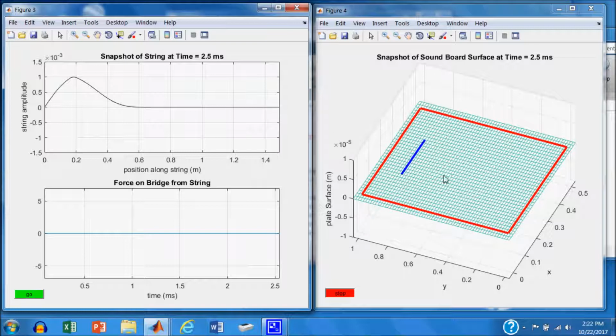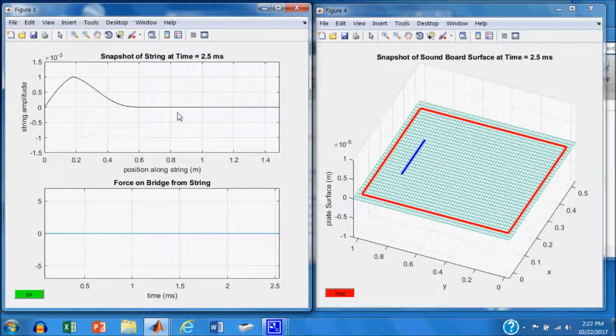And also showing the soundboard over here with the bridge in blue. It's 1 meter long and 1/2 meter wide. And I've got the soundboard broken up into grid points. There are about a couple thousand of them. And I'm going to calculate the displacement of the soundboard at every one of those grid points.